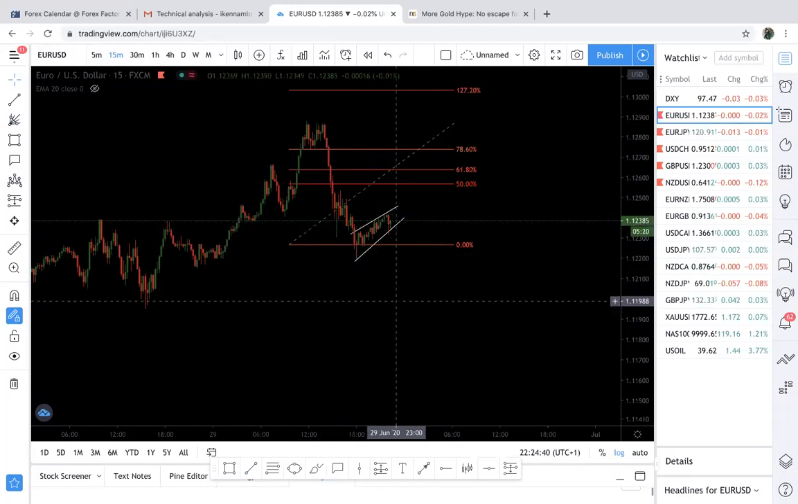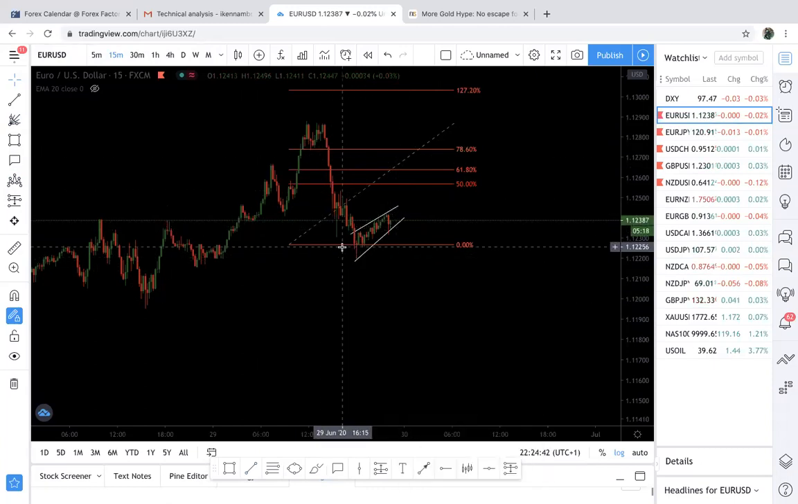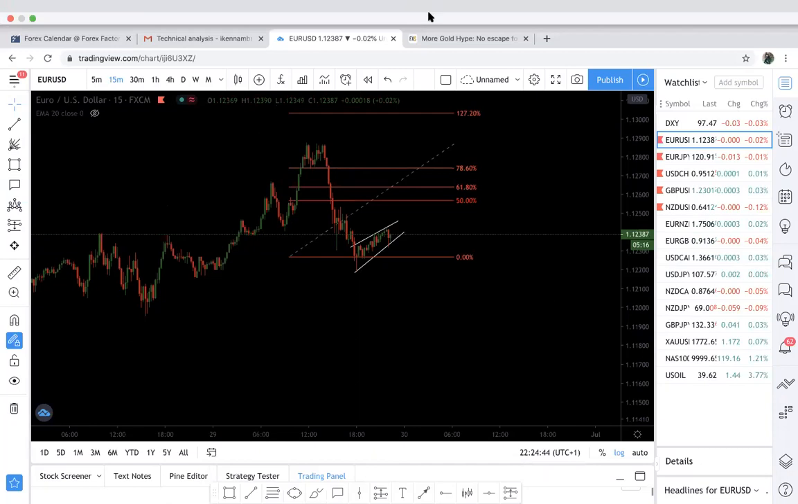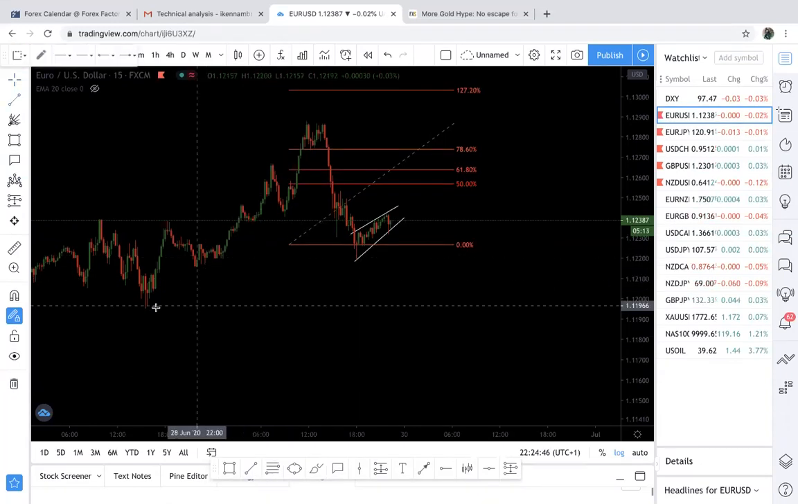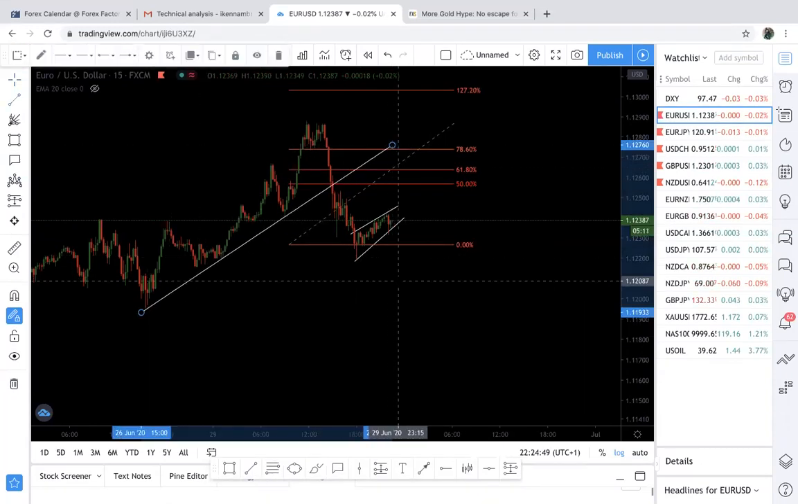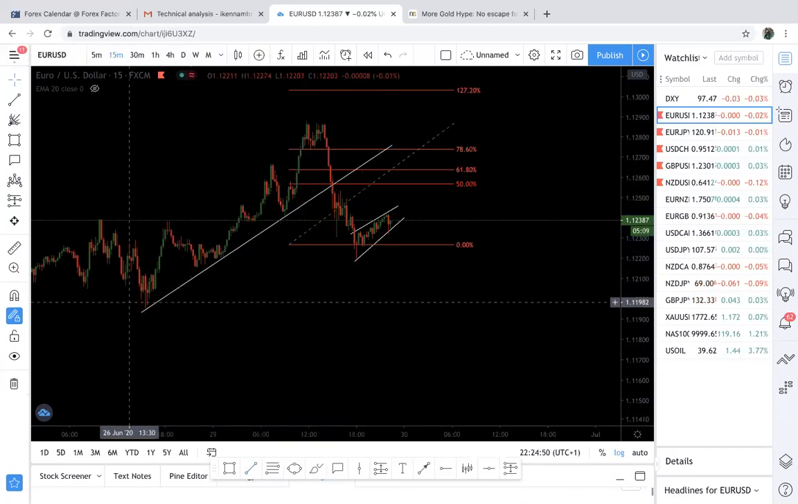This is already corrective of the impulse, and you can see from here we have a break of structure also on the 15, and you can see there's a break of structure. And if the dollar index is going up, we are expecting the EURUSD to be dropping as well.